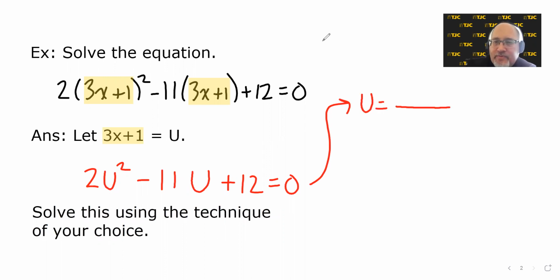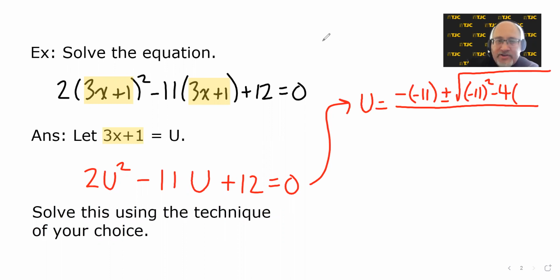u equals, I'm just going to call it out and write it down, negative b, so negative of negative 11, plus or minus the square root of b squared, so negative 11 squared, minus 4 times a, which is 2, times c, which is 12. And on the bottom, 2 times a, so 2 times 2. Let's see what that gives us.